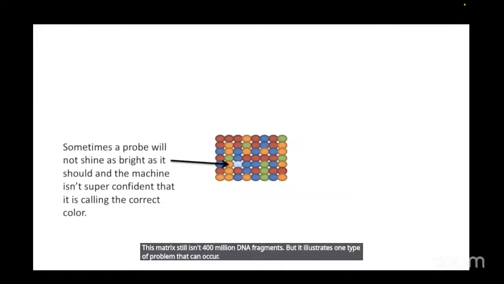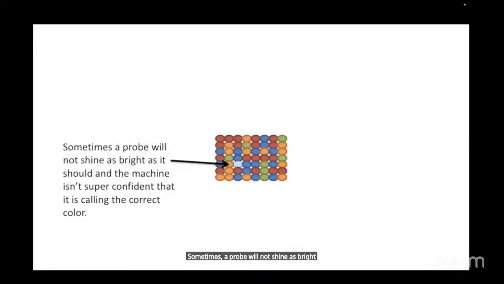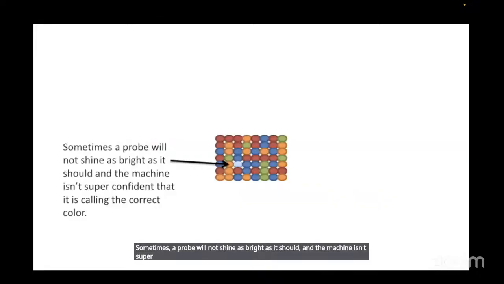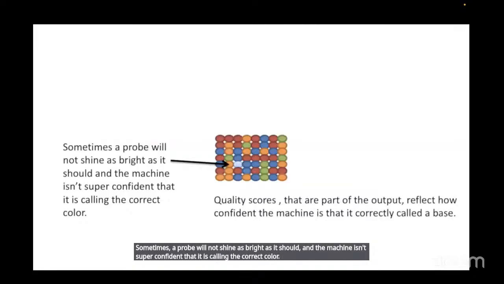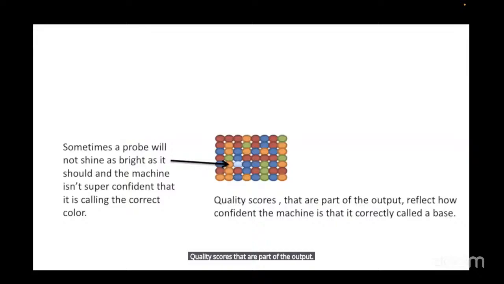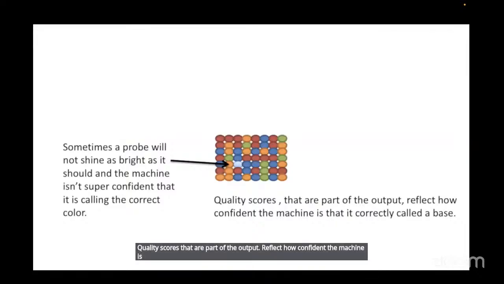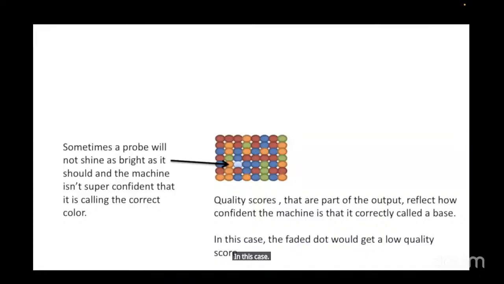Sometimes a probe will not shine as bright as it should, and the machine isn't super confident that it is calling the correct color. Quality scores that are part of the output reflect how confident the machine is that it correctly called a base. In this case, the faded dot would get a low quality score.